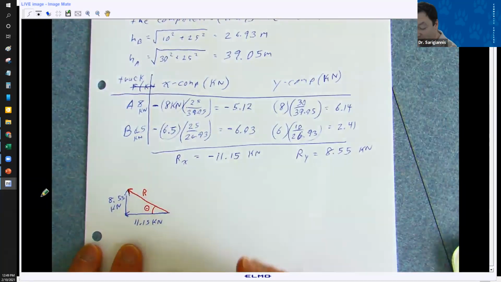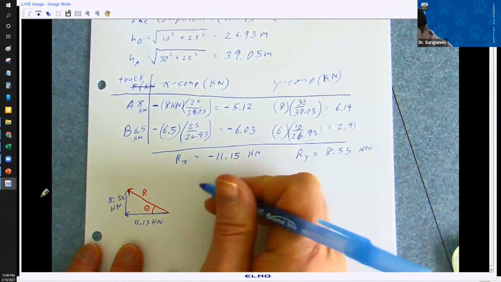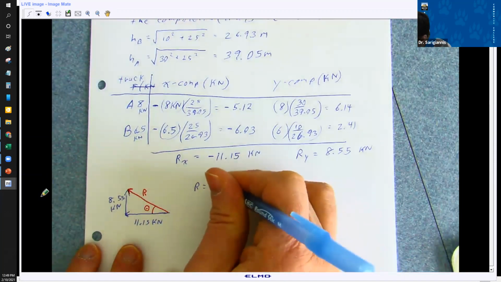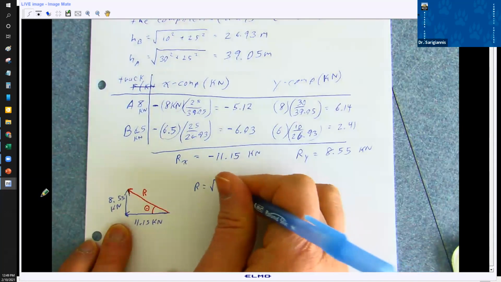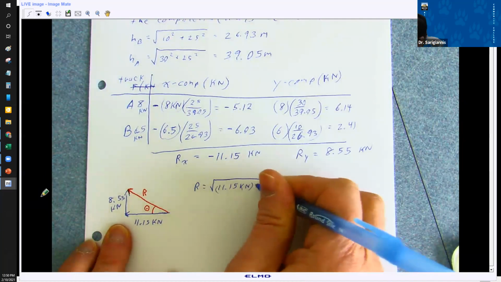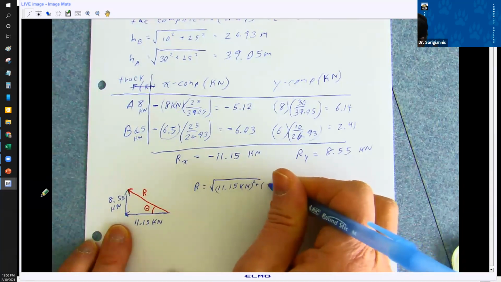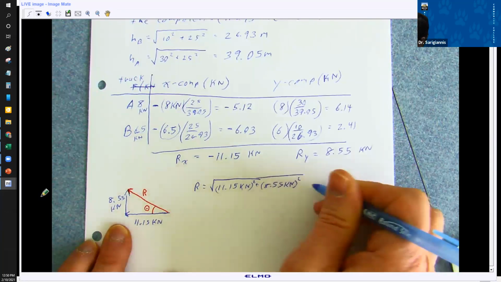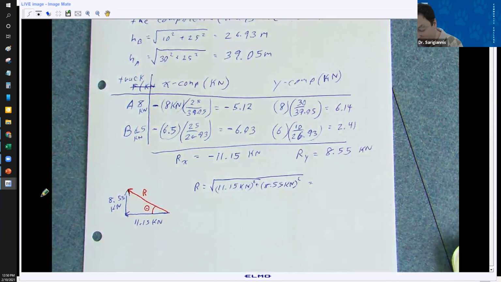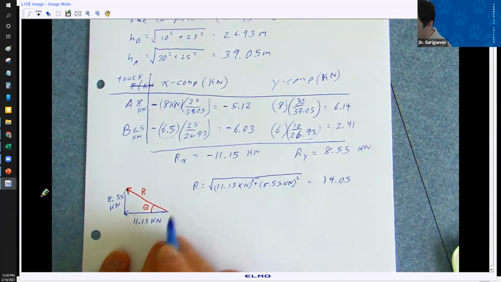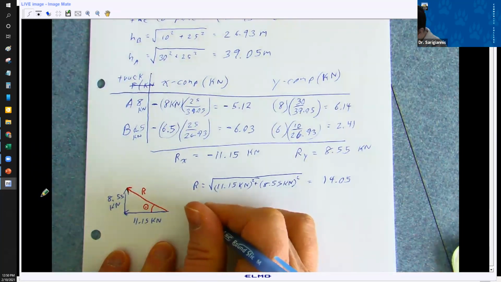Now, if I'm asked to report the force, the resultant, right? The resultant is both a magnitude and a direction. The resultant is relatively easy. I think a lot of people got this. 11.15 squared plus 8.55 kilonewtons squared, and even if they didn't get the right numbers, they knew how to do this. This turned out to be a resultant of 14.05. Now, the angle, this is where people really had trouble.